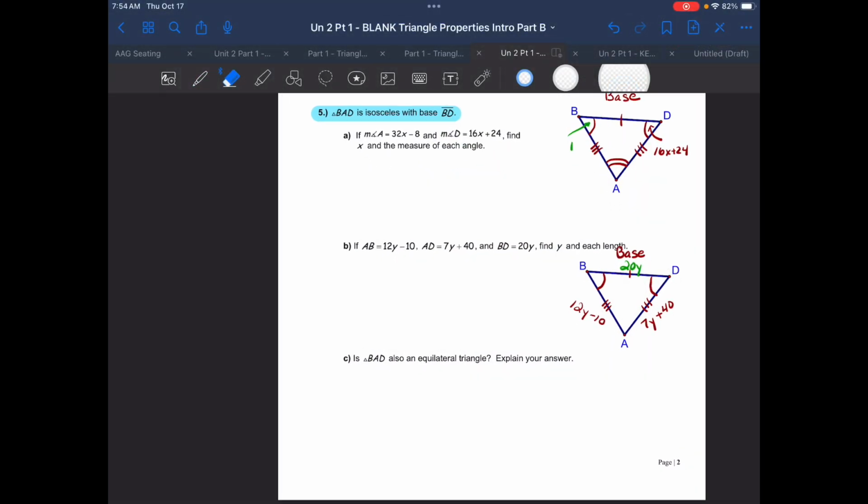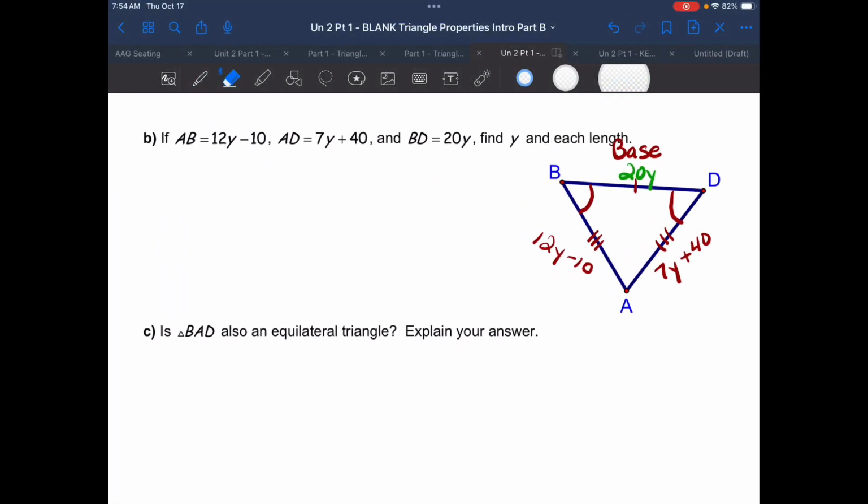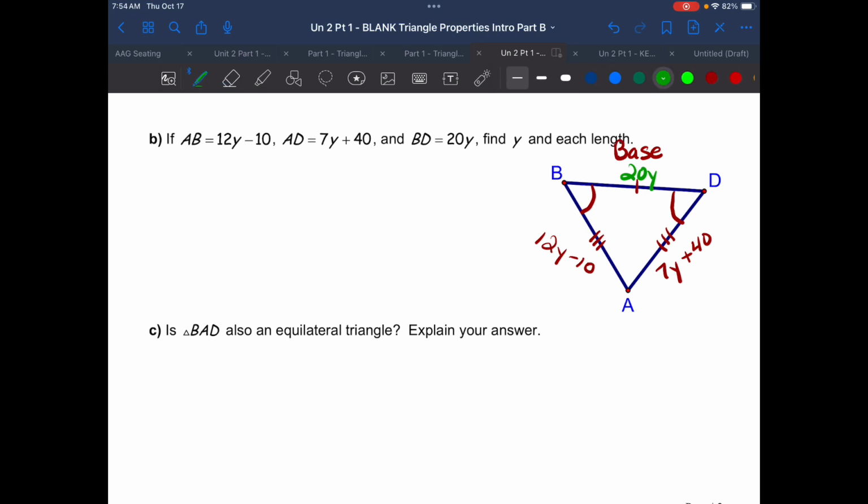Okay, so we're still on question 5. Now we're going to try part B, but this is a big difference here, okay? It's the same markings, right? Same markings. We have the two equal legs, and then we have the different base, okay? However, they're giving us side lengths here. These are not angles, obviously, because we don't see the angle symbol in front. So the length of AB is equal to this, etc., etc. Guys, take a second if you have to pause. Go label your diagram as you see here.